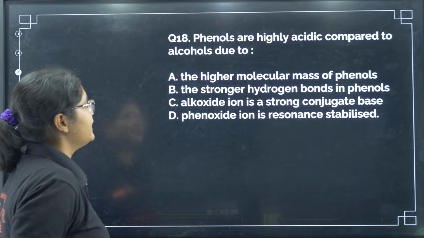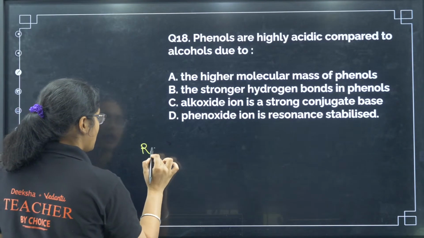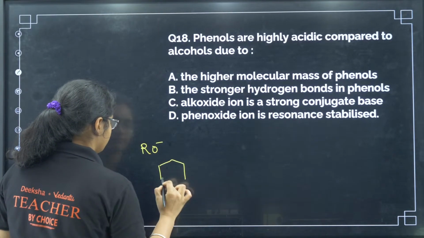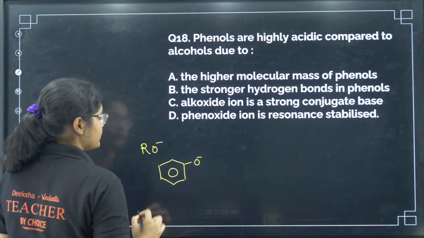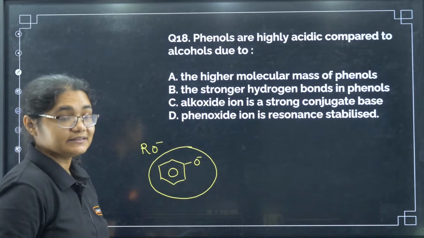Next, phenols are highly acidic compared to alcohols due to. So if I have a comparison between RO minus and phenoxide, that is C6H5O minus, which is more acidic? Obviously phenols are more acidic. What is the reason for that?